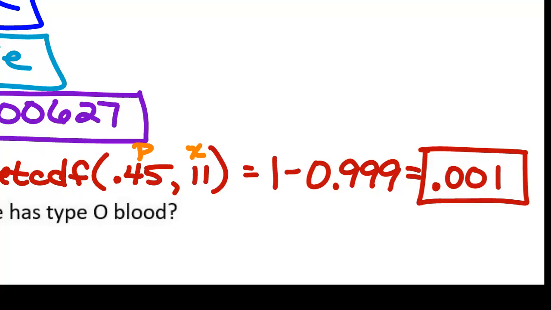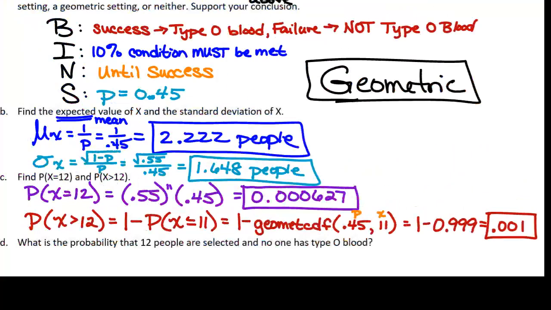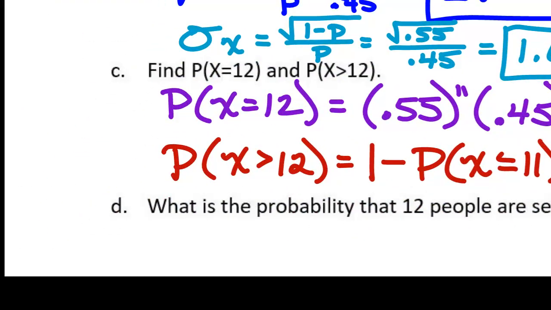What is the probability that 12 people are selected and no one has type O blood? How would I calculate this?